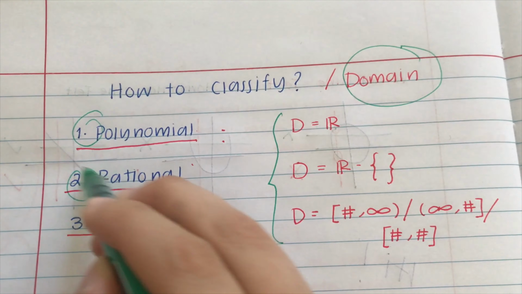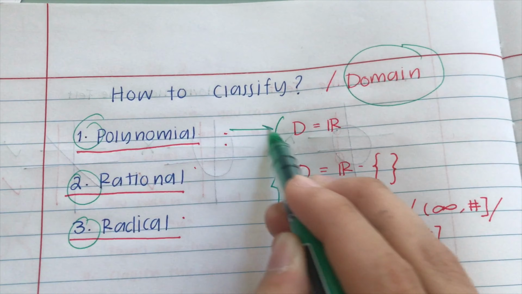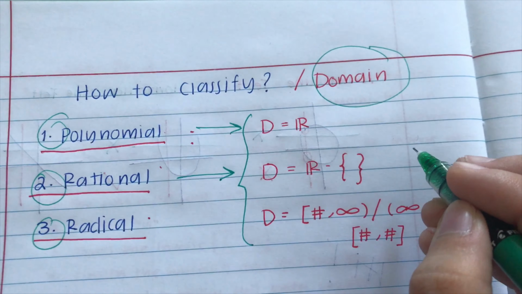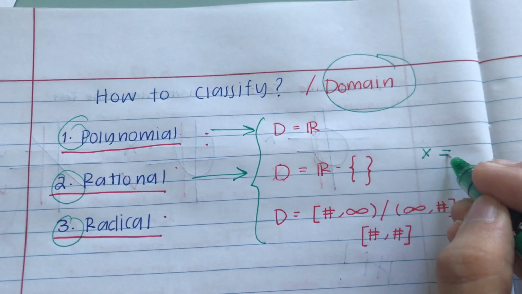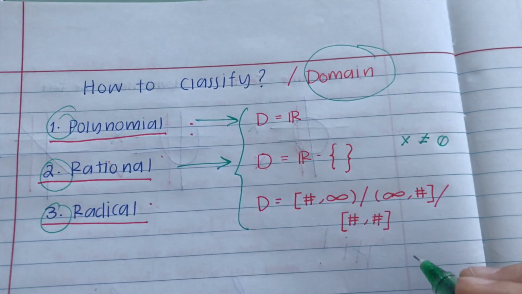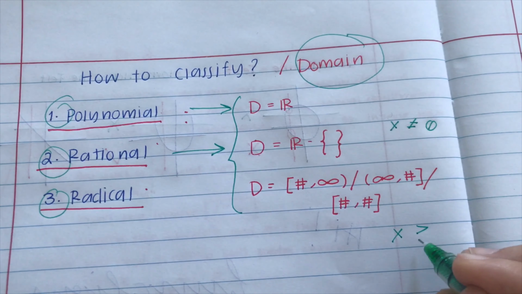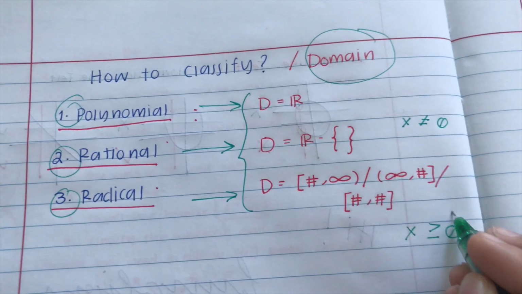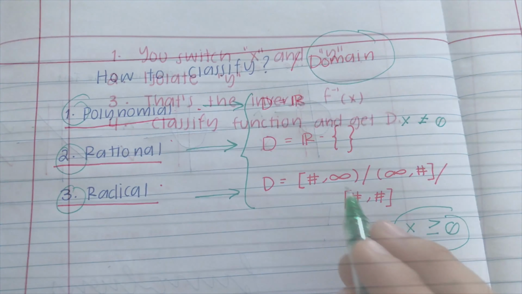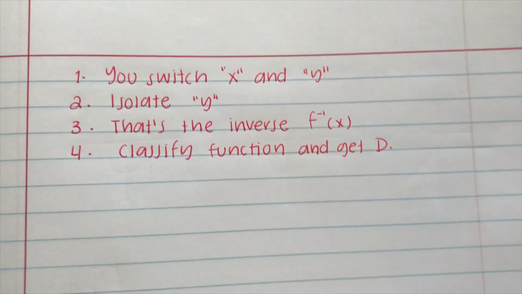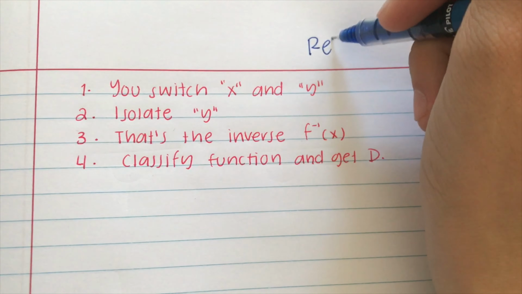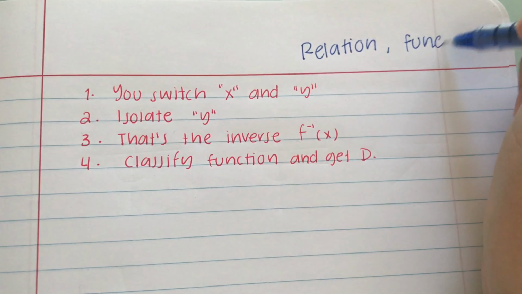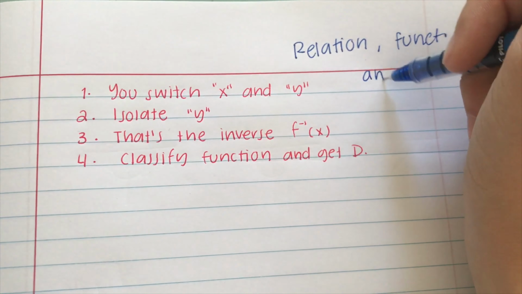And if they are polynomial, your domain is real numbers. If they're rational, you gotta make the denominator not equal to 0 and isolate x, and your domain is real numbers minus your result. And the third one, radical. You gotta make what's inside the root greater or equal to 0 and isolate x, and your domain could look like this. So if you know how to identify a relation, function, and one-to-one function, you can get their domains following the rules of the radical, rational, and polynomial classification.